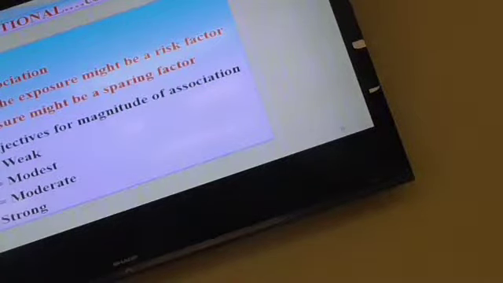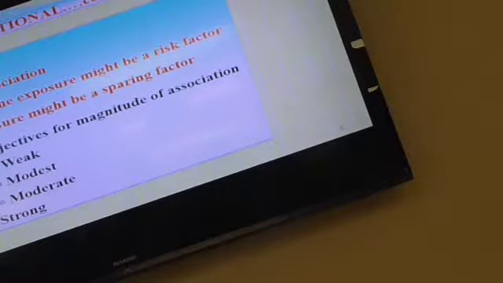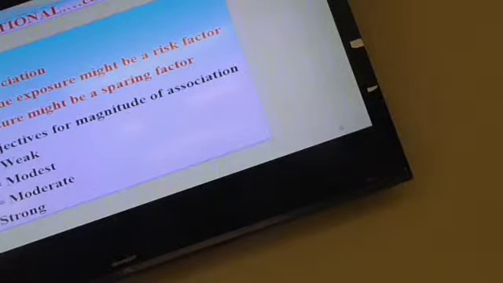In the last one, PR less than 1, that means the denominator is greater than the numerator. So exposure becomes a preventive or sparing factor. For example, if you are assessing vaccination, and you consider the vaccinated group as exposed, then it always leads to prevention of disease. So in that case, the denominator will be bigger than the numerator.